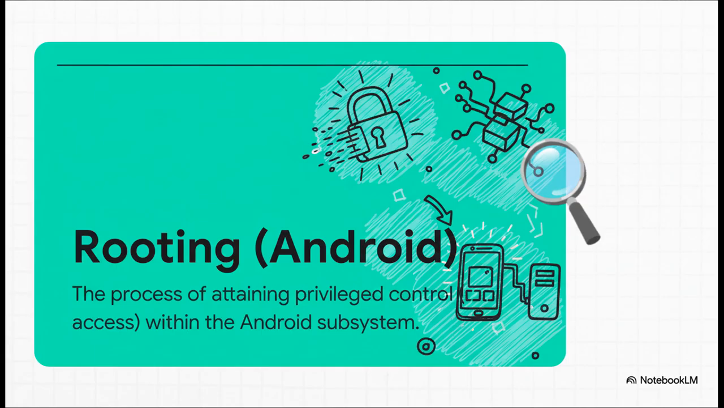It's exactly what it sounds like. They're getting to the root of the system. It basically breaks all the digital locks and chains the manufacturer put in place, giving the investigator root access. That's the highest level of permission you can get. And with that, every single file, whether it's hidden or not, is suddenly fair game.